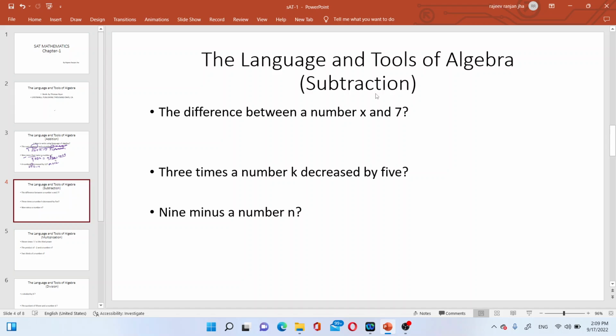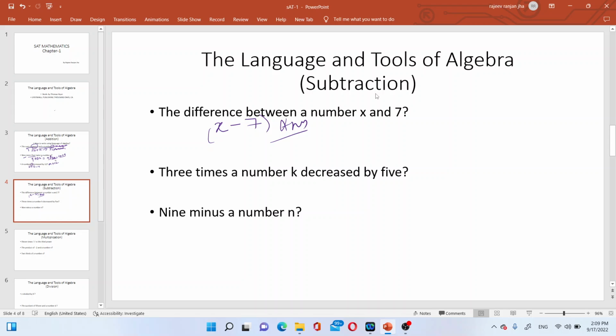Okay. So the difference between a number x and 7. The unknown number is x and the known number is 7. And what is the statement saying? Difference between them. So this is your algebraic expression for the above statement. Now, this one I will give a pause and you try, then you see how you are doing it, whether it is correct or you are doing it wrongly.